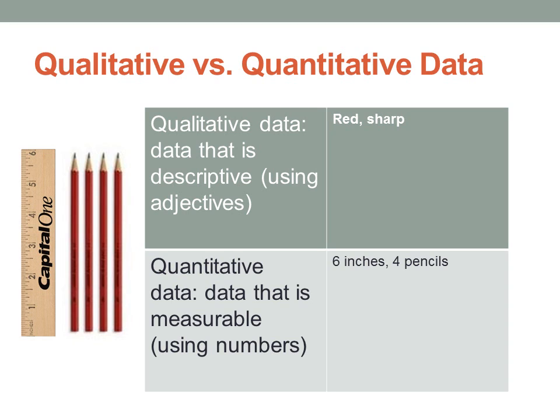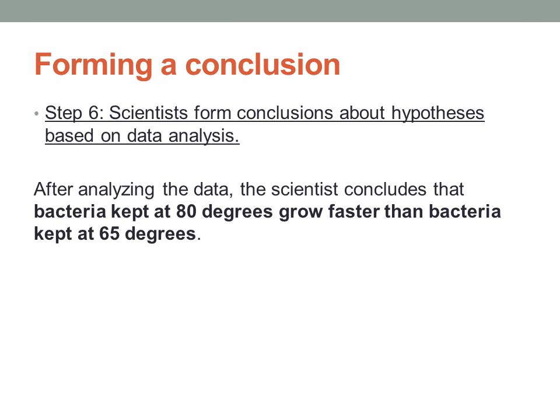However, if you were to tell someone that the pencils were sharp, they could tell you, well, I wouldn't consider that sharp. If we sharpened it a little bit more, then I would consider it sharp. So qualitative data tends to be a little bit more relative.